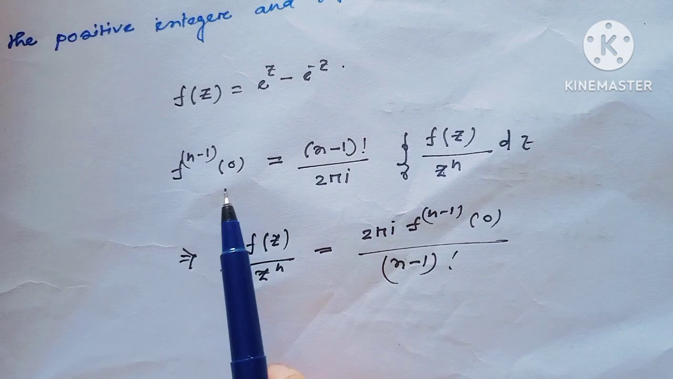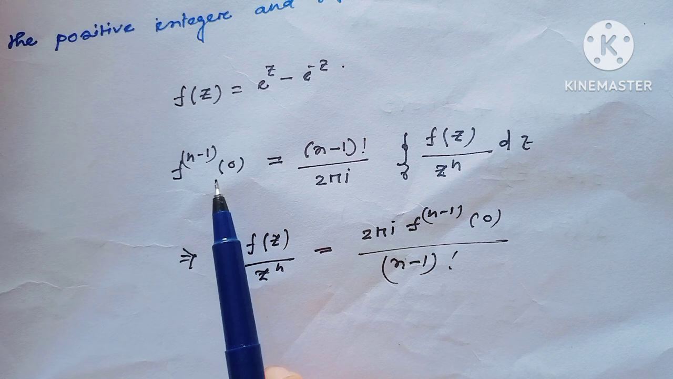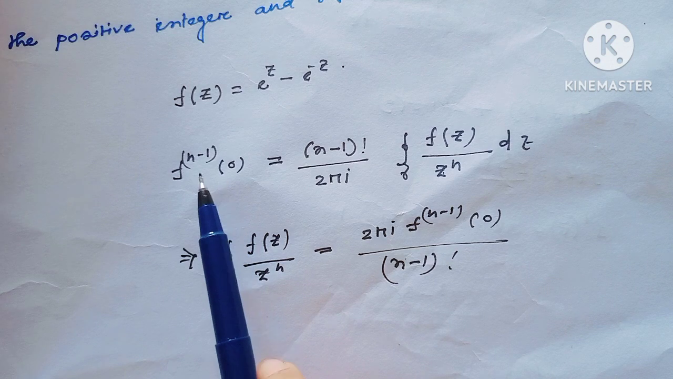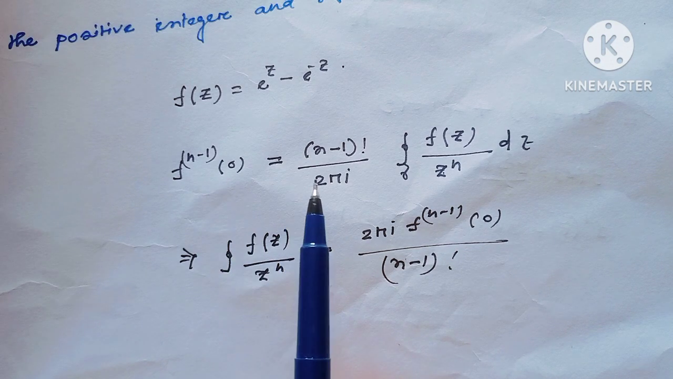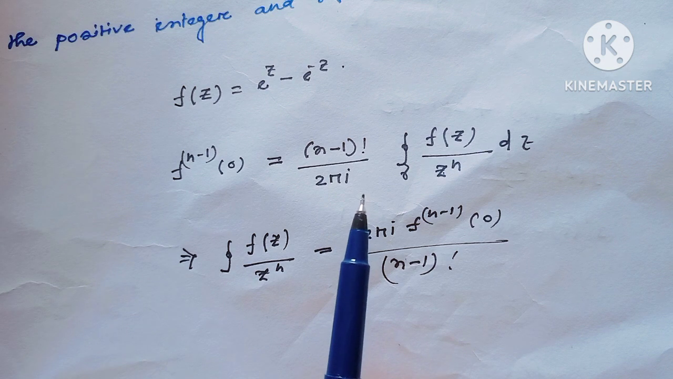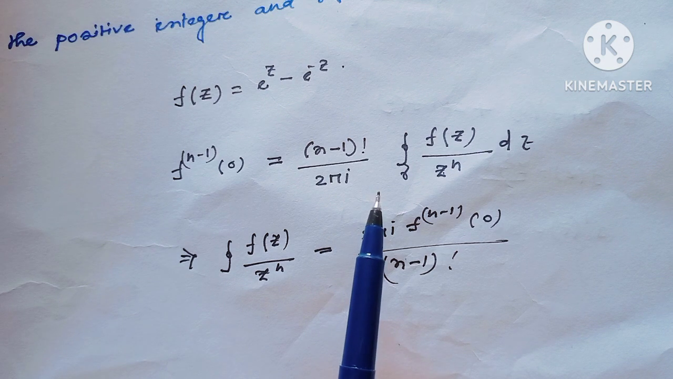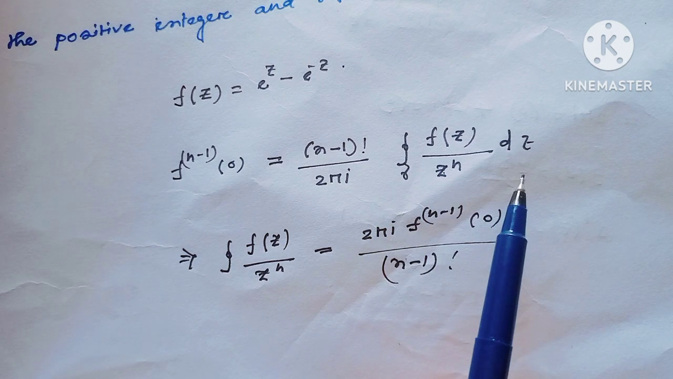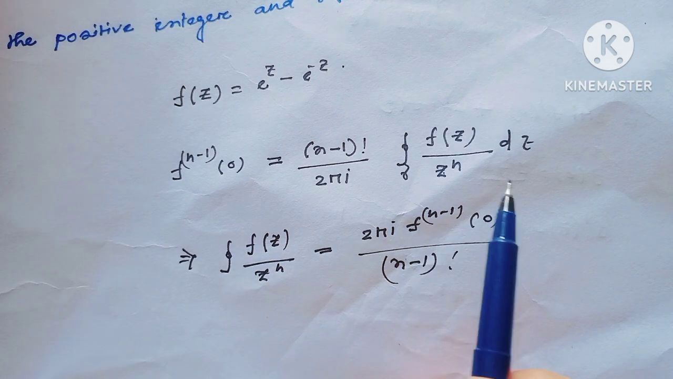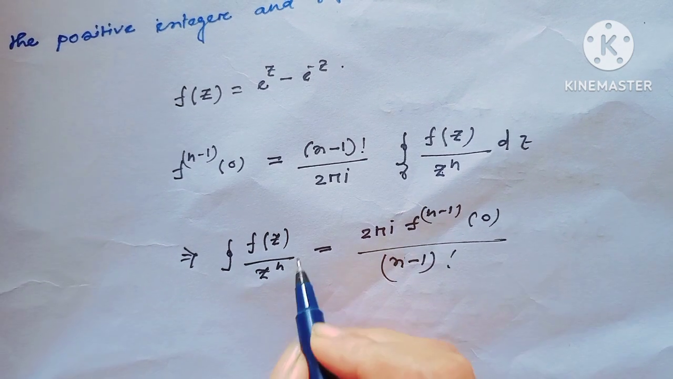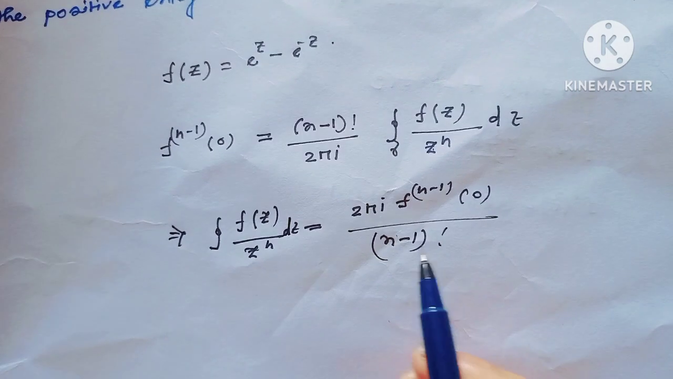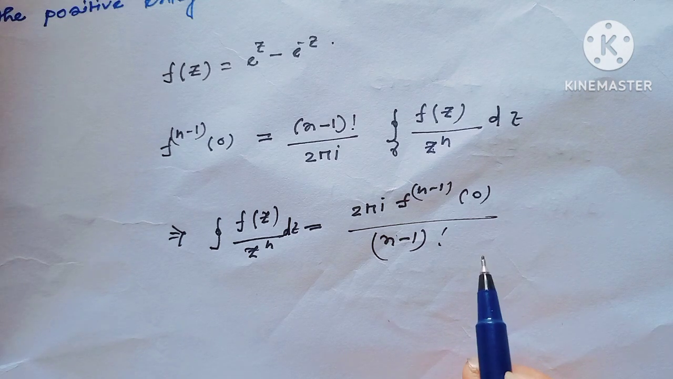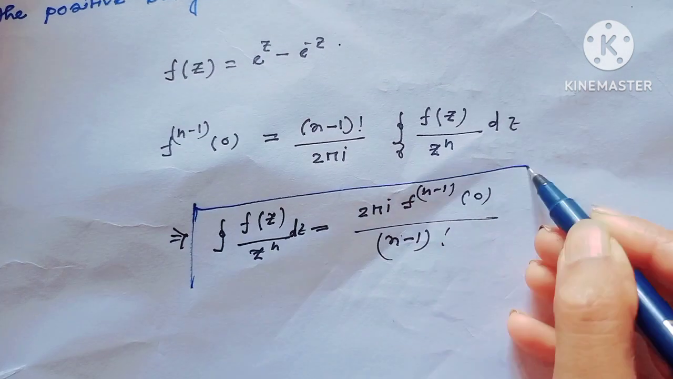At first recall Cauchy's integral formula, the extension of the integral formula. f to the power n minus 1 at 0 equals (n minus 1) factorial over 2 pi i, here the integration along the closed contour gamma of f(z) over z to the power n dz. That implies the integral of f(z) over z to the power n dz equals 2 pi i f to the power n minus 1 at 0 over (n minus 1) factorial. This is Cauchy's integral formula.